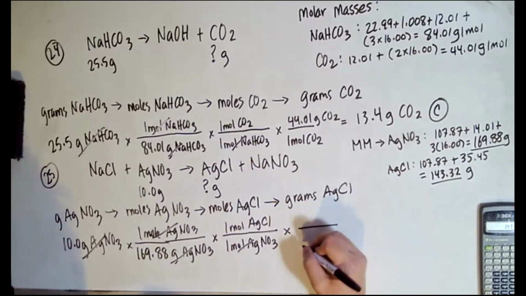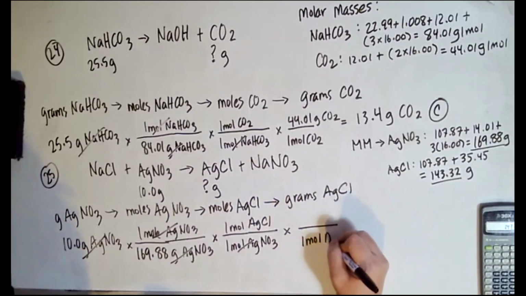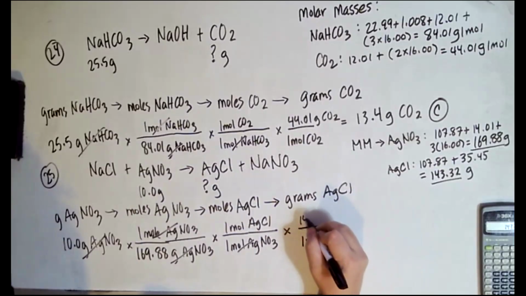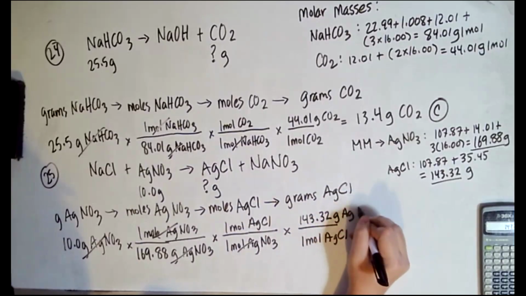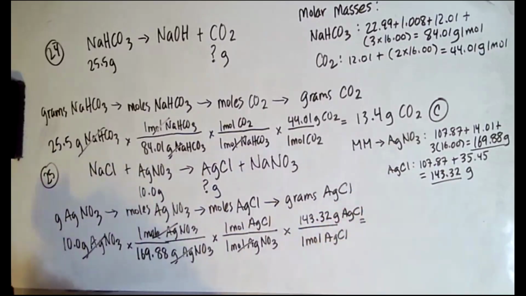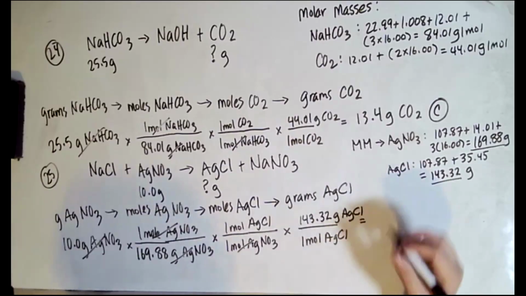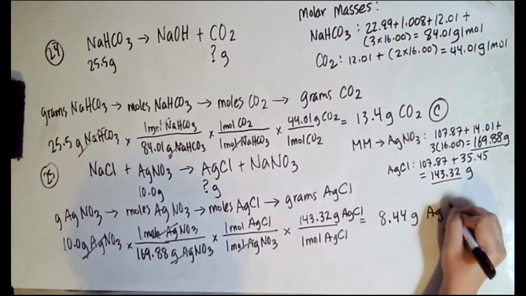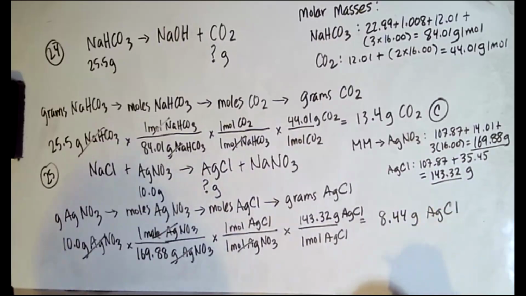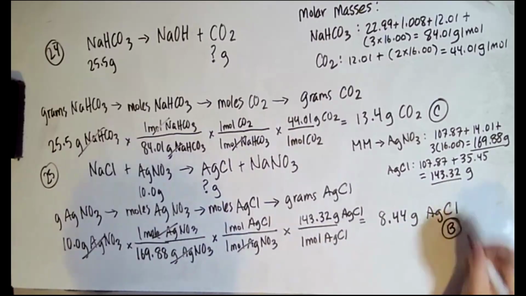And then our last step, we're going to use our other molar mass. Every 1 mole of AgCl is 143.32 grams. And we end up with 8.44 grams of AgCl, which is going to be answer choice B.